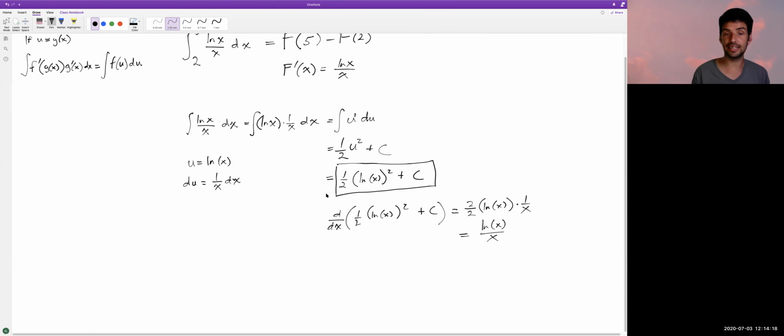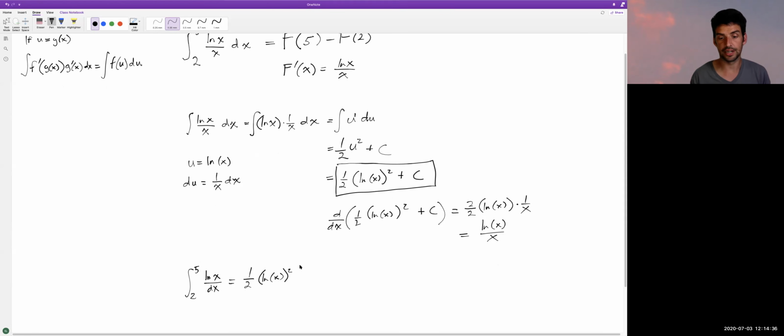Well, that's exactly what we said we needed. We have the integral from 2 to 5 of natural log of x over x dx. We know to compute it, we find an antiderivative. I now have one.